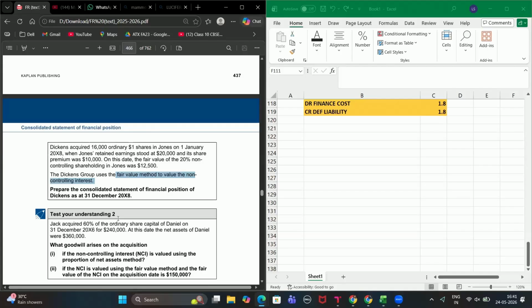So what about the partial goodwill method, or net assets method? How will we treat this impairment? Will we recognize it fully or on a split basis? We'll recognize it in full. So when will we recognize the impairment partially? In which method? Fair value method or full goodwill method?